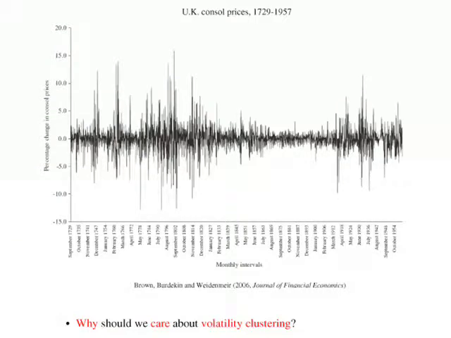Okay? Now, this is not a new phenomenon, this volatility clustering. This has been going on forever. So just to show that, I have here a picture of UK interest rates from 1729 to 1957. Okay? And you see that this picture, for all practical purposes, looks very much like the daily return series for the S&P 500 I showed you before. These are monthly interest rates for the UK.